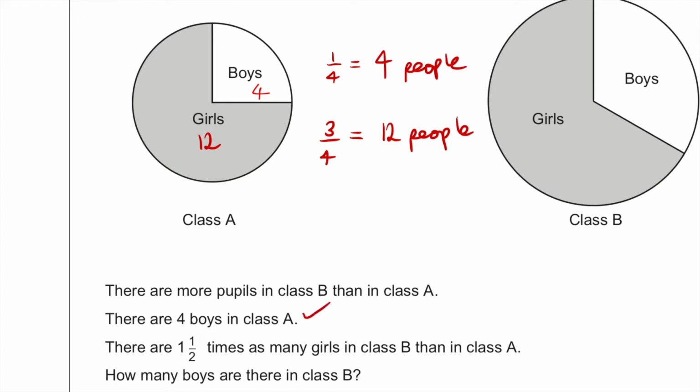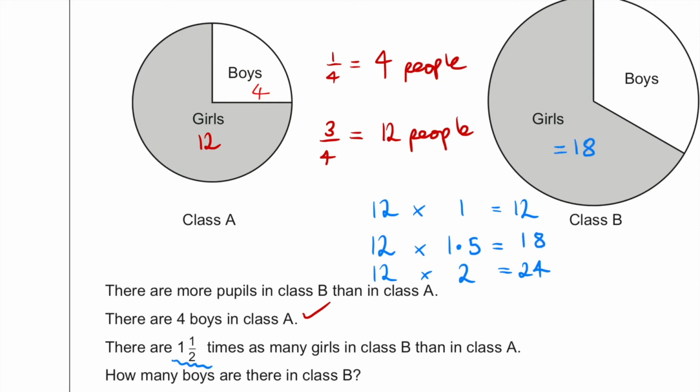It then tells me that there are 1.5 times as many girls in Class B than in Class A. So I want to do 12, the number of girls in Class A, multiplied by 1.5. Now, this was a non-calculator question, so I need to do this without a calculator. I don't know the answer to 12 times 1.5, but I do know the answer to 12 times 1, and I also know the answer to 12 times 2, it's 24. So 12 times 1.5 must be in the middle of that, so that would be 18. So there are 18 girls in Class B. I've dealt with that bit there.